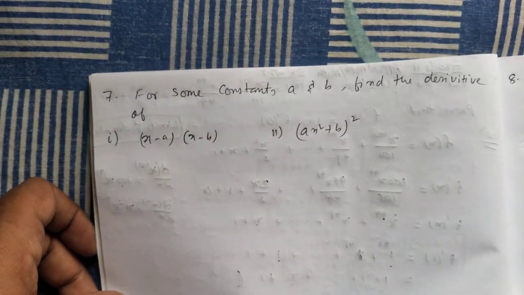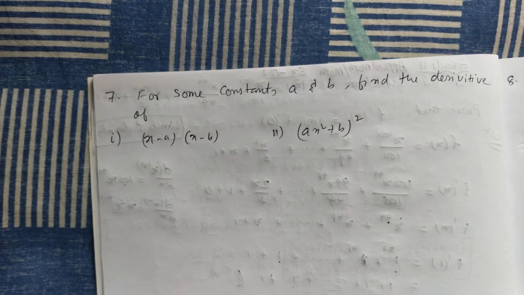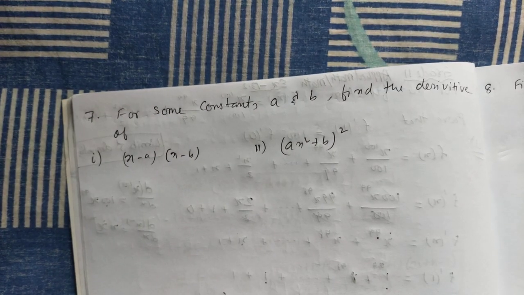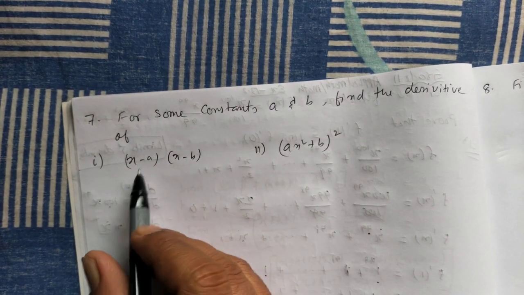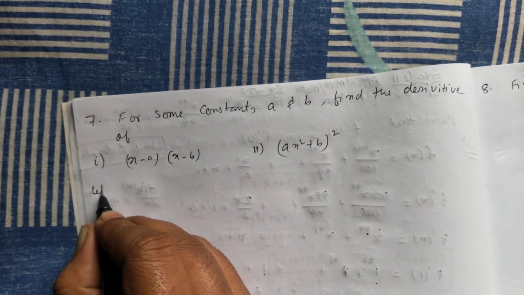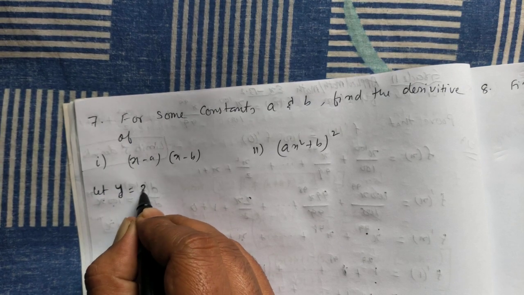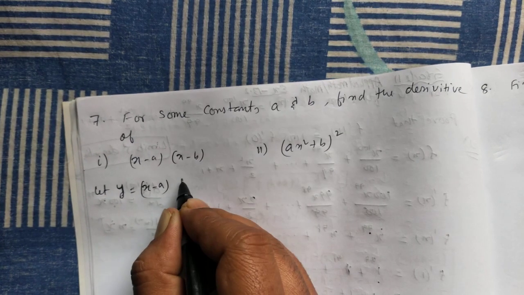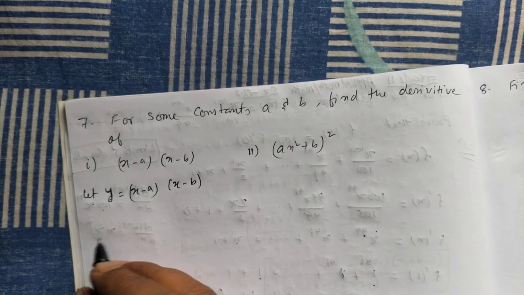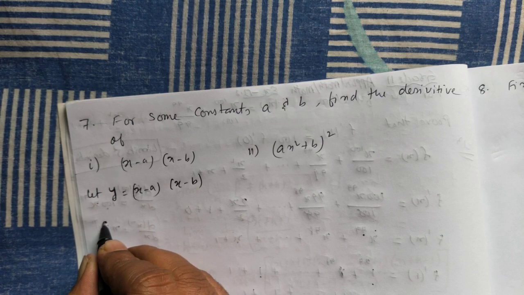Let's do question number 7. We have 3 questions in question number 7. Let's derive this. So since this is a product, we can first multiply and do also, no problem. I'll consider let y equal to, we can multiply and do, no problem. Okay, or you can do directly also by using product rule.